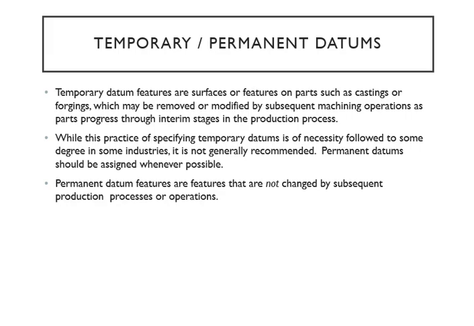Then we're going to get into your temporary and also permanent datums. Temporary datums are just the surfaces or features on the part, like your castings or forgings. These are just machining, by the way, making the parts. It's called temporary because you're going to remove or modify them with more machining processes or operations in the production process. So if you still need more machining, then we call them temporary datums. Of course, people don't want temporary datums that much.